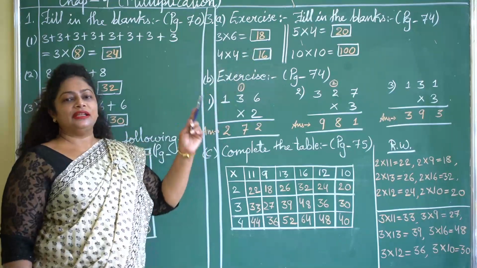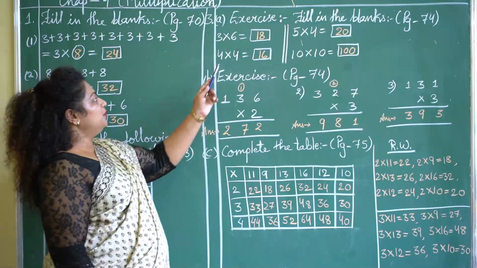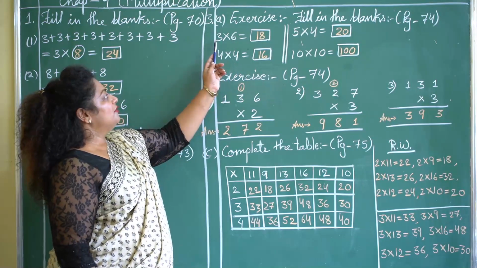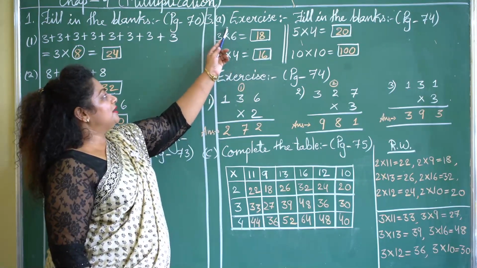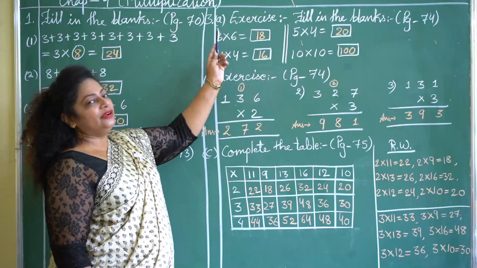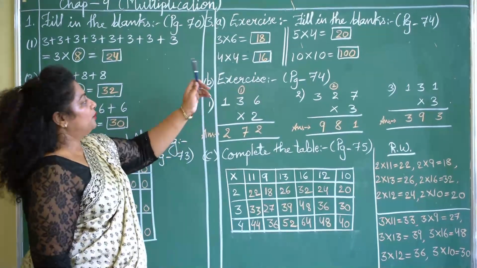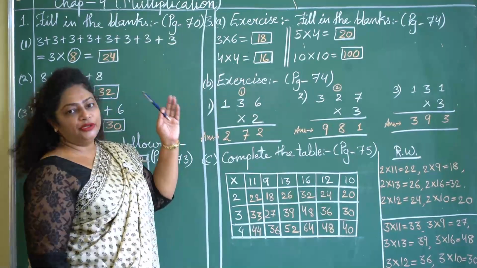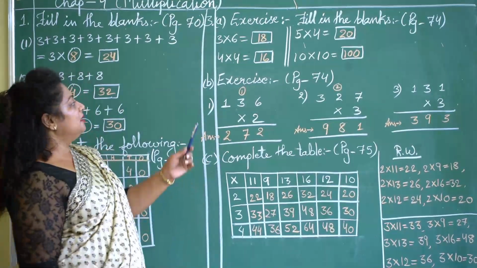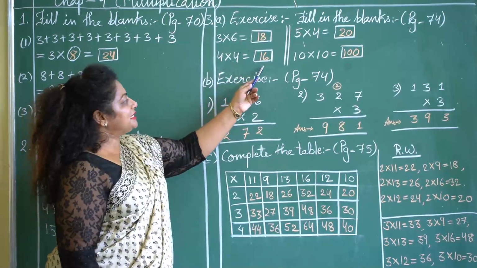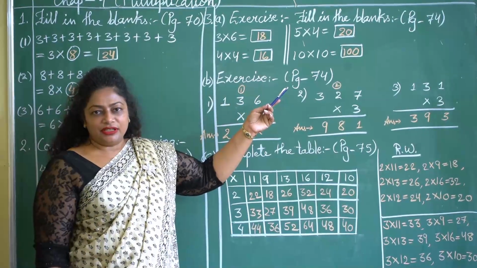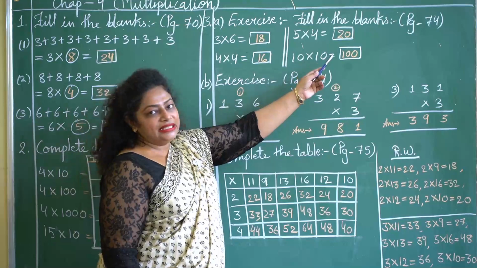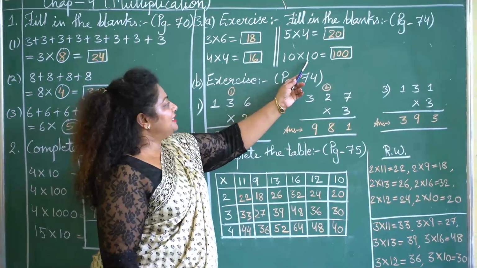You have to say the table of 3 till you get the number 6, because when 3 is multiplied by 6, the sum which is given to you, we have to solve it and we have to get the answer. So 3 6s are 18 according to the multiplication table. 4 4s are 16, again according to the multiplication table which you have learnt. 5 4s are 20 and 10 10s are 100.